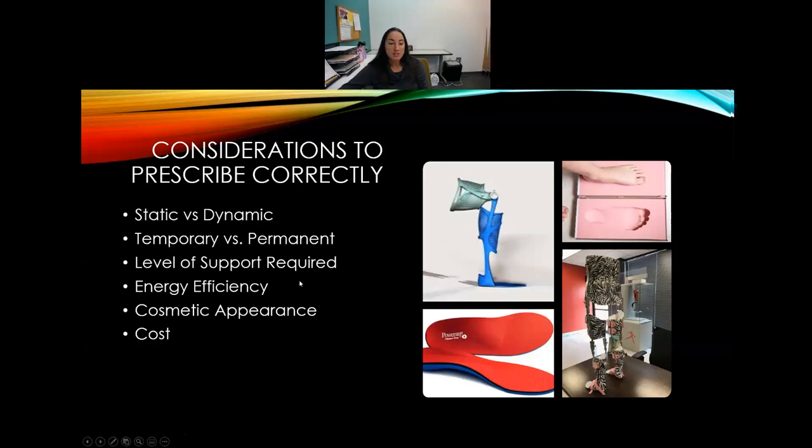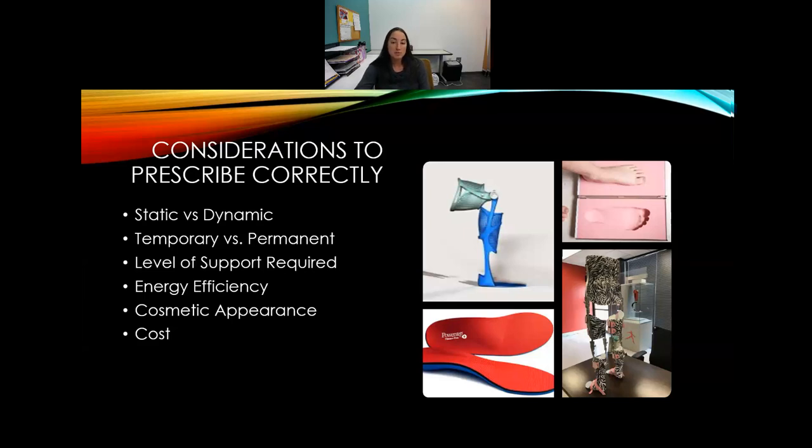How much weakness is there? Energy efficiency. If you look at some of the prosthetic legs for an older guy who had complications from diabetes versus a young person who was in a motor vehicle accident and now is an athlete and running with it, it's going to be completely different based on their needs. Cosmetic appearance and cost. So depending on what the patient's needs are, we would decide the best orthosis for them.